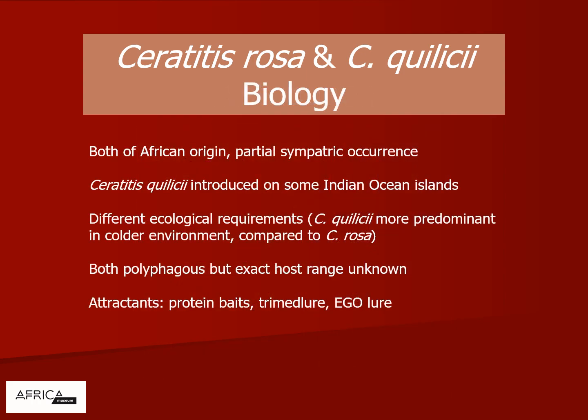What exactly determines the different distribution ranges for both species is not yet fully understood, but we have some indications that temperature can play a role. This is obvious from studies in areas where both species can occur together, but where we make observations along an altitudinal transect. We see that at lower altitudes, rosa can be more prevalent, while at higher altitudes, kilesi dominates. There may also be differences in host range, but these are not yet known.